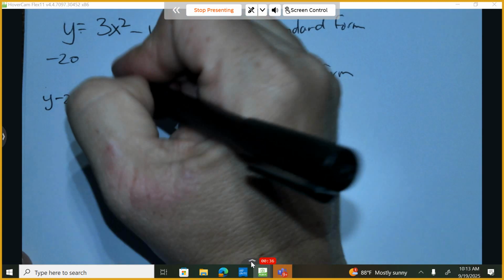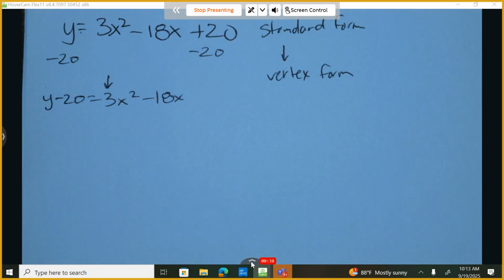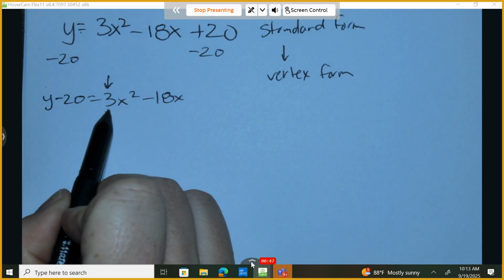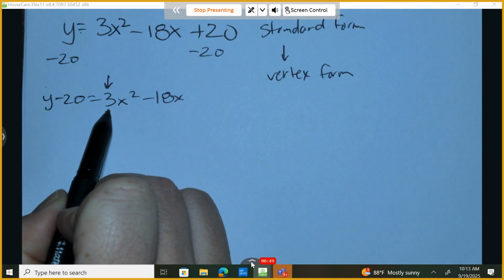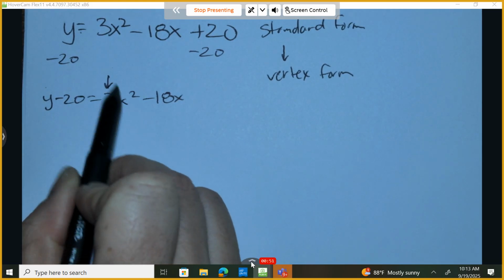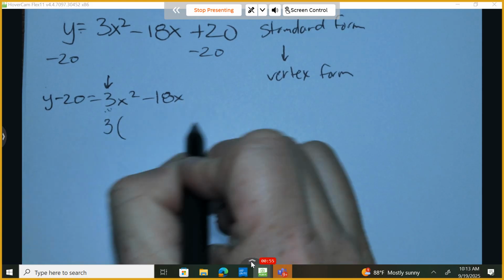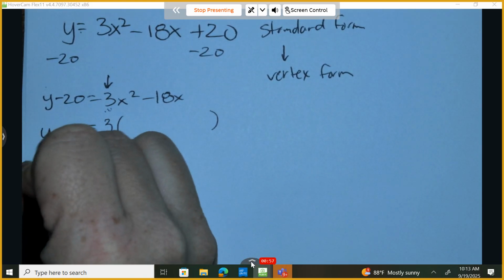The second thing we do is we look at the leading coefficient. That is the value in front of the x squared for quadratic equations. If this number is anything other than a positive 1, so that includes a negative 1, if it's any value other than a positive 1, we have to factor it out. What does that look like? We take a 3 and put parentheses behind it.